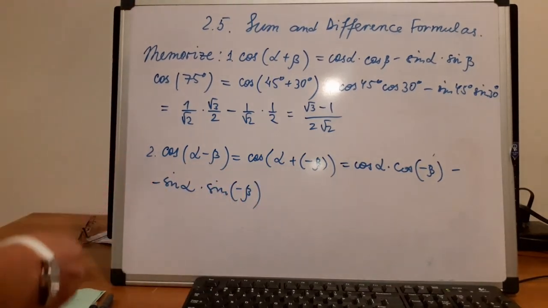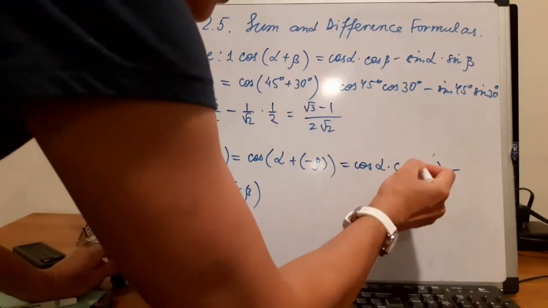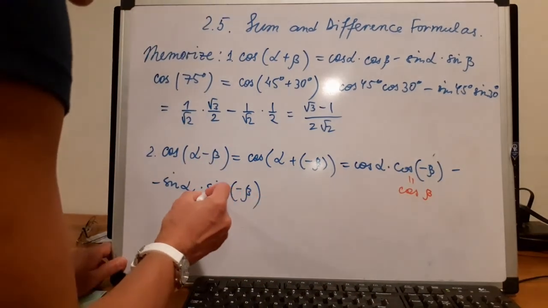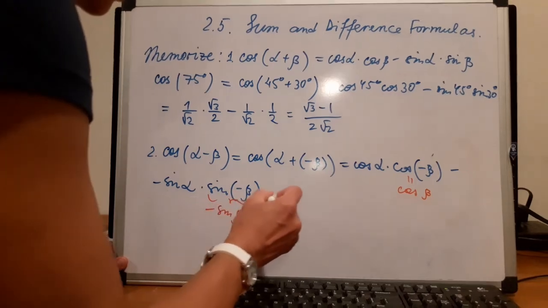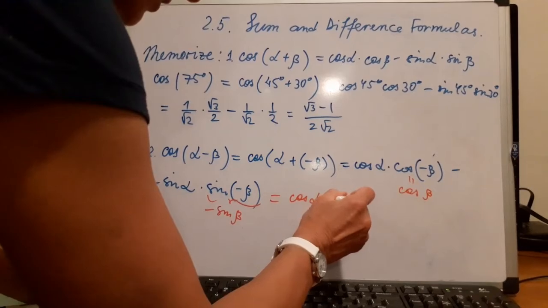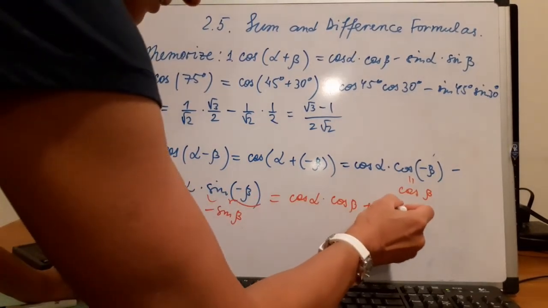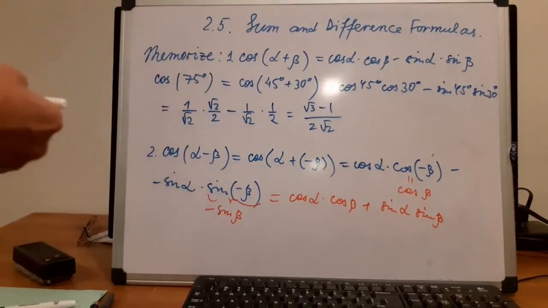Now I'm going to use the property of even and odd functions for sine and cosine. I know that cosine is even, meaning that cosine of negative beta is equal to cosine of beta. And the sine of negative beta, because it's an odd function, is equal to negative sine of beta. So my result is going to be cosine of alpha, cosine of beta. This minus and this minus together are going to give me plus, and sine of alpha, sine of beta. And my brand new formula is here.